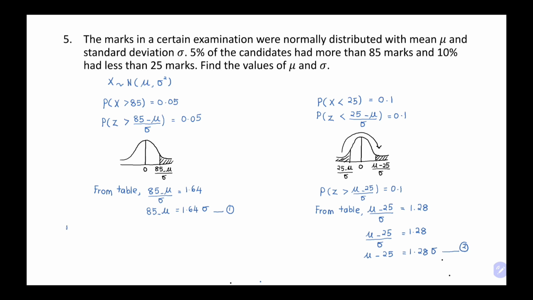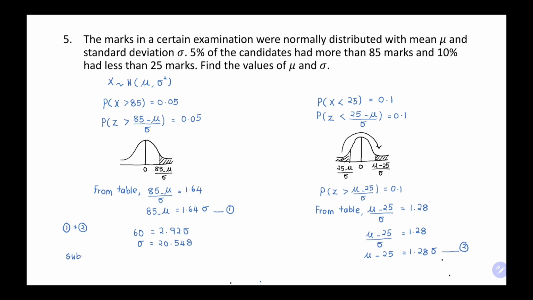Then we take the first equation and add it to the second equation. So 85 minus 25, we get 60. Negative mu plus mu is 0. And 1.64 plus 1.28 gives 2.92 sigma. Okay, then we get the answer: sigma equals 20.548.